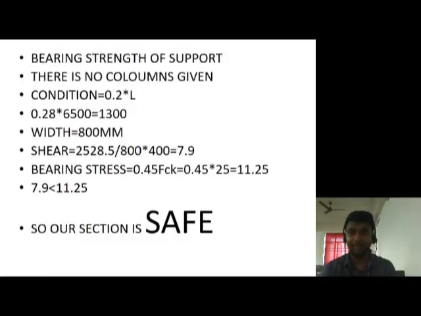And the bearing stress, we have to find out whether the section is safe or not. The formula for the bearing stress is 0.45 FCK. We are using M25 grade concrete. 0.45 into 25 we will be getting around 11.25. 7.9 is less than 11.25. Hence our section is safe.